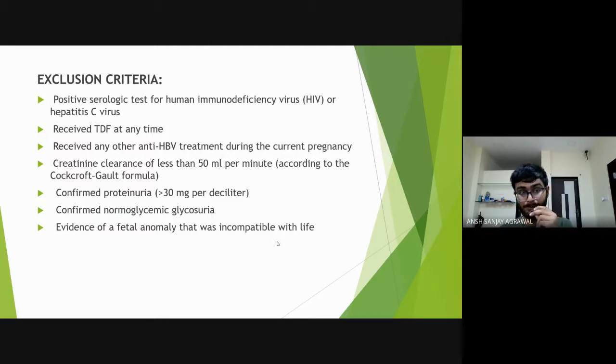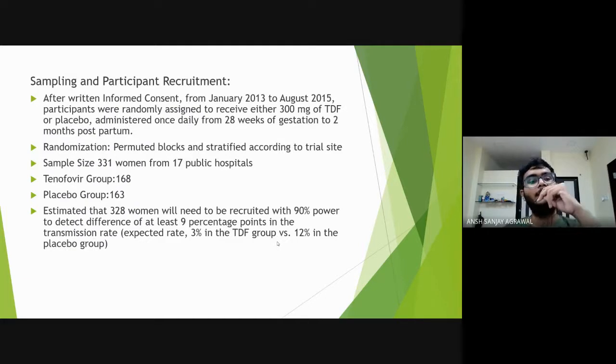Coming to the sampling and participant recruitment, after written informed consent was taken from January 2013 to August 2015, participants were randomly assigned to receive either 300 milligram of TDF or placebo, and then they were placed in two groups in a 1:1 ratio. The TDF or the placebo was administered once daily from 28 weeks of gestation to 2 months postpartum. So we have a very clear time period where they have given the drug.